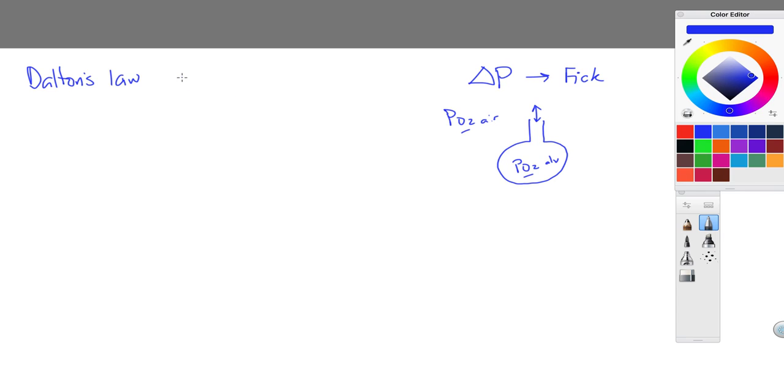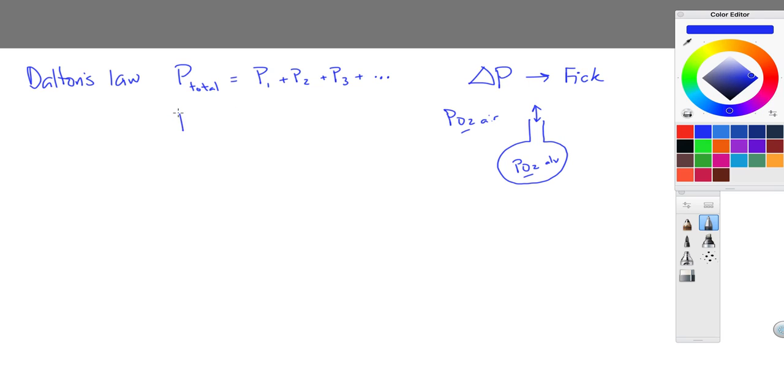So Dalton's law basically states that the total pressure of a gas mixture, P total, equals the partial pressure of gas 1 plus the partial pressure of gas 2 plus the partial pressure of gas 3 plus so on and so on for as many gases as we have. And air is certainly a complex mixture of gases. The good news is it's really made up of two main gases that make up 99.9% of the total pressure.